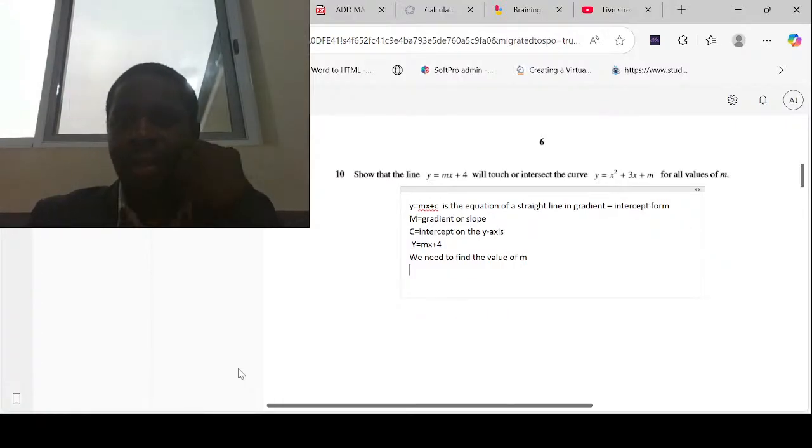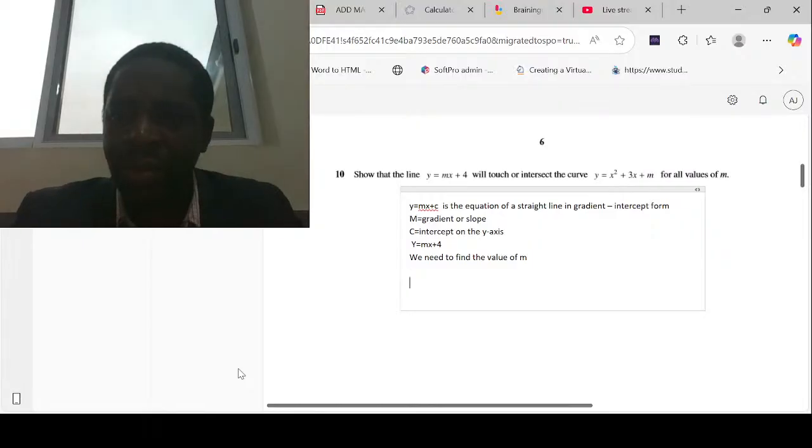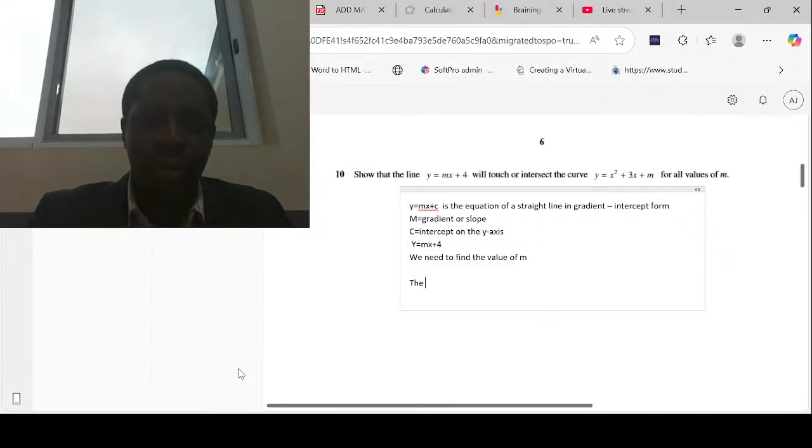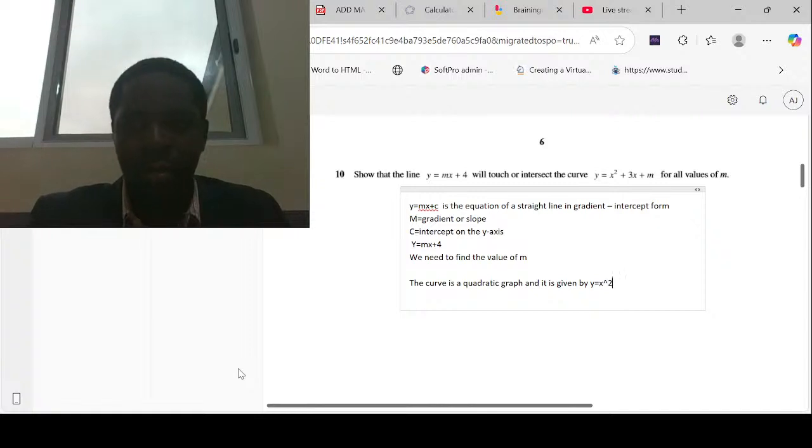What other information are we given? That straight line will touch or intersect the curve. So the curve is actually quadratic, I hope you know that. So the curve is a quadratic graph, am I correct? And it is given by y equals x squared plus 3x plus m.